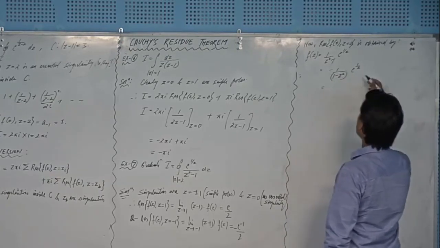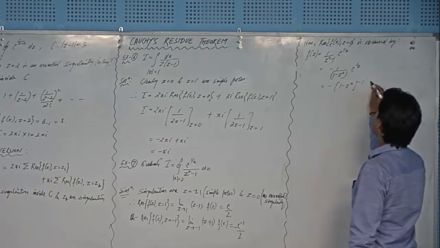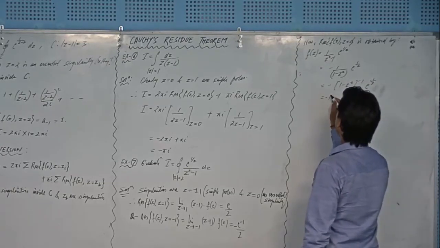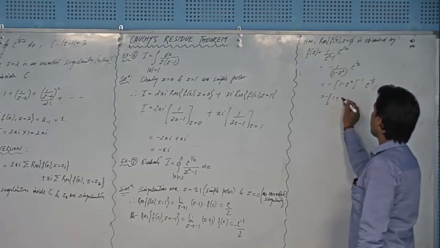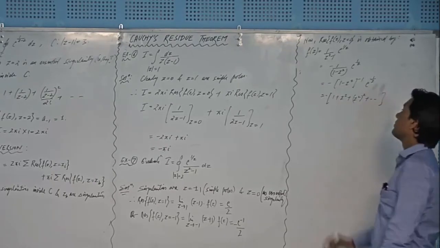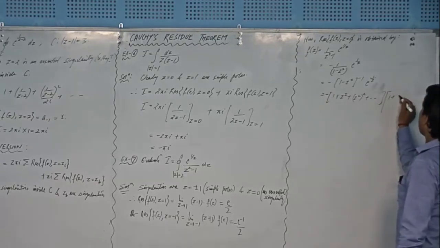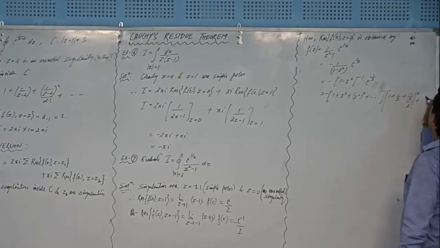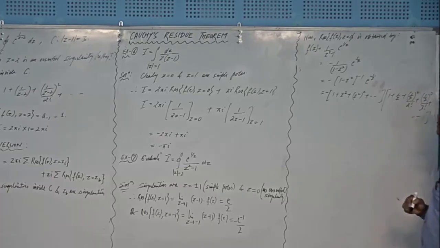Now I can use that expansion, minus 1, and e to the power 1 by z. Now expanding, I have two expansions. First is this 1 minus alpha to the power minus 1, and that becomes 1 plus alpha square plus and so on. All terms will be positive. And for this, we will have 1 plus 1 by z plus 1 by z square over 2 factorial and 1 by z cube over 3 factorial and so on.